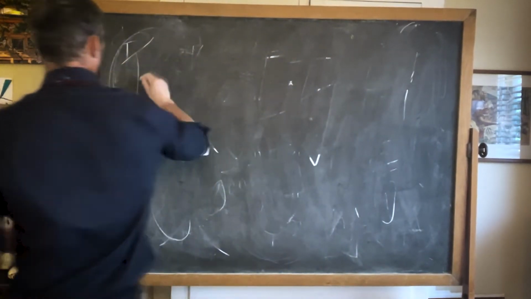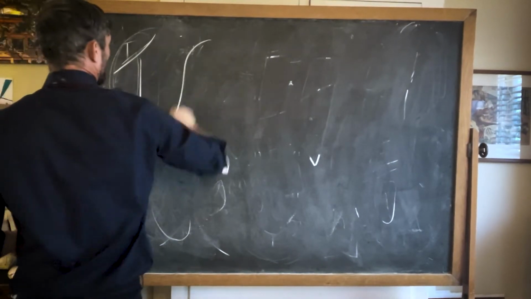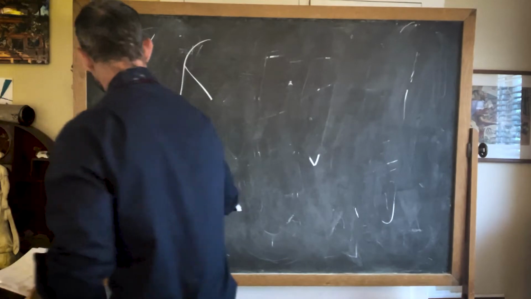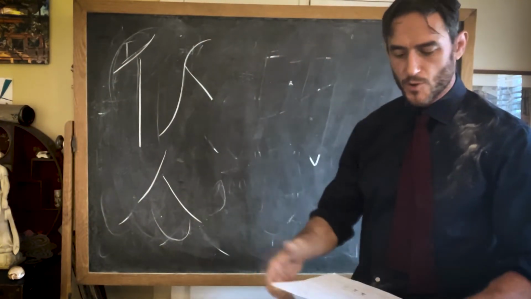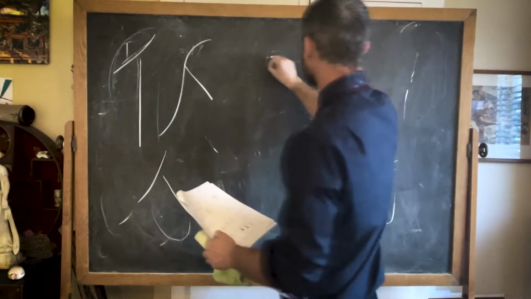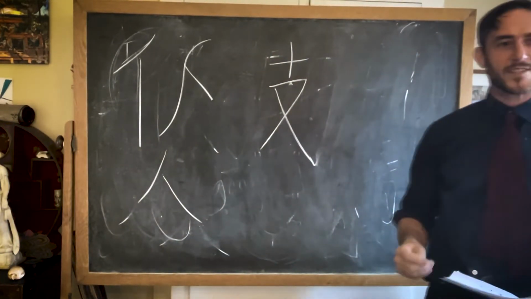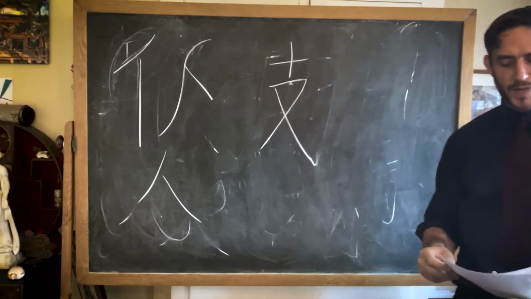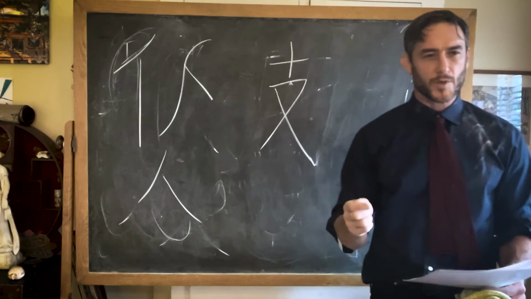Again, we have a person, this person radical, Ren, which is someone doing something or some sort of actor. But this portion here typically means a branch, or to prop something up, or something like that.